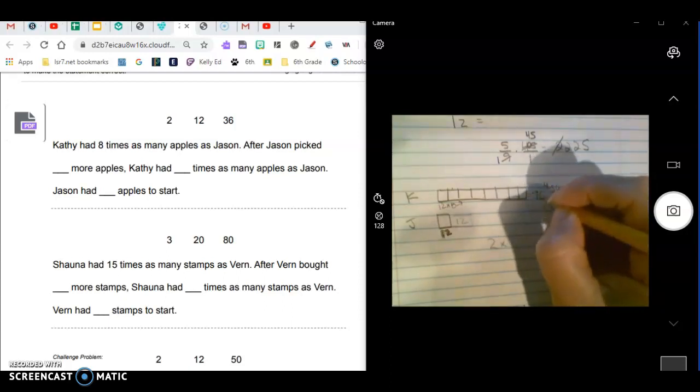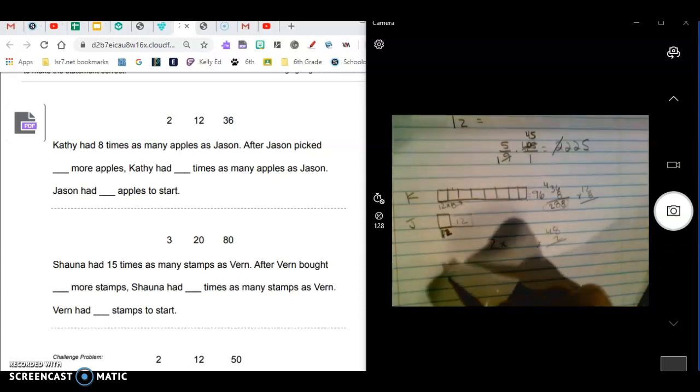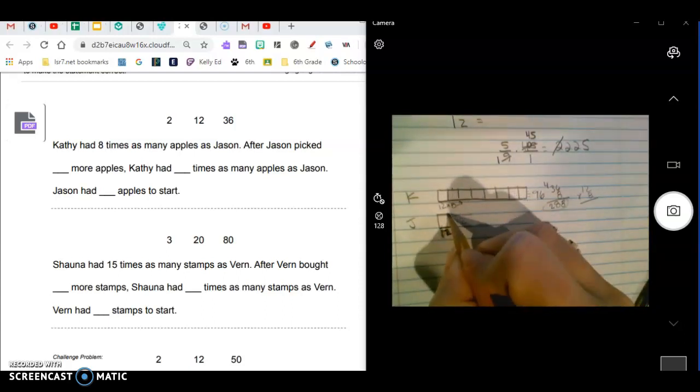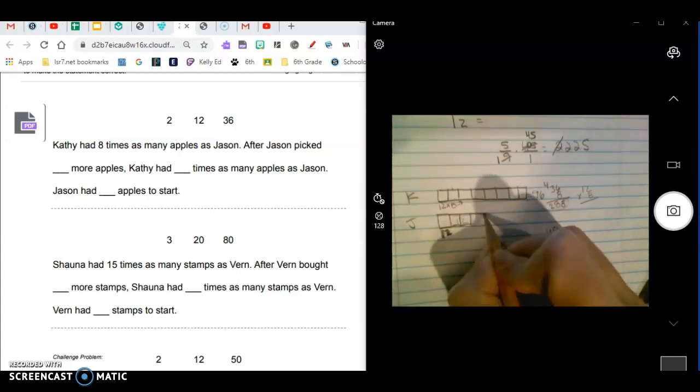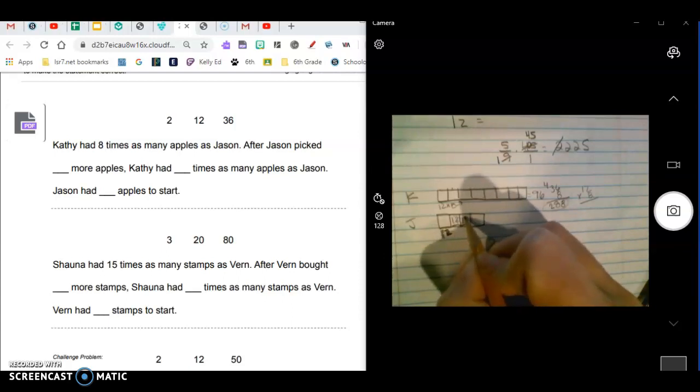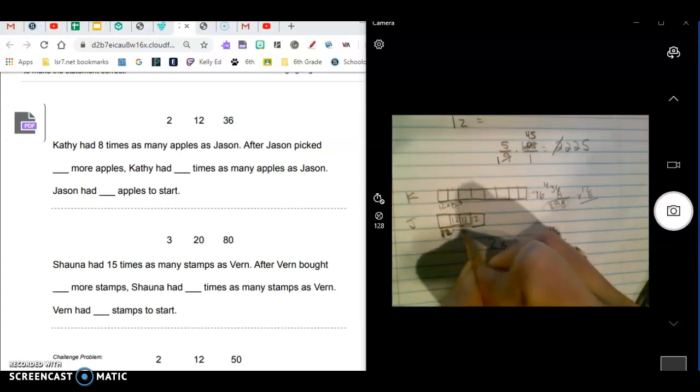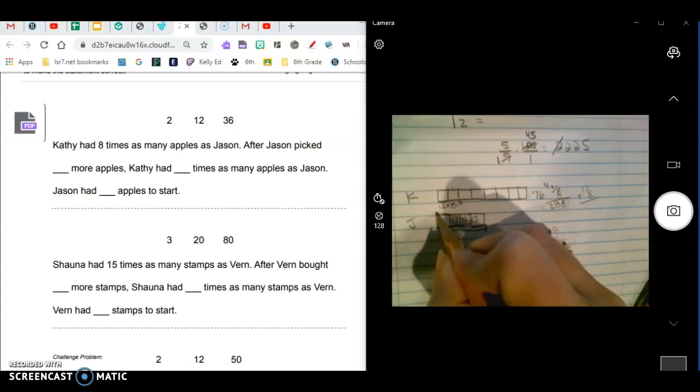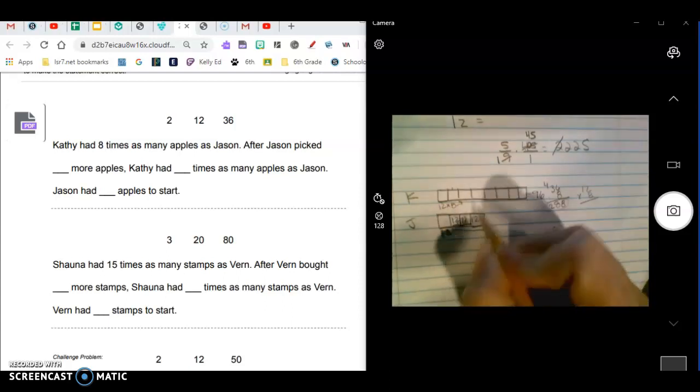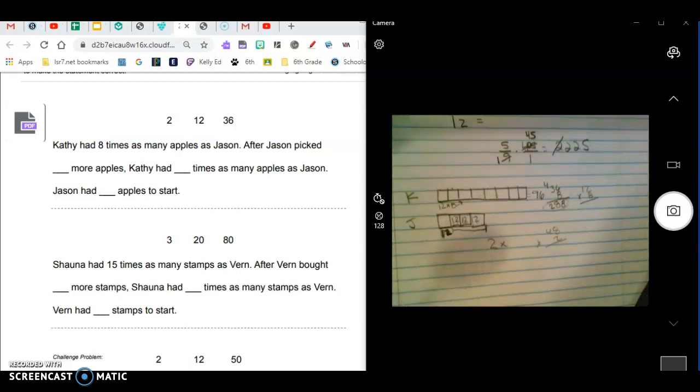If she had 96 and then he picked 36 more, now the more I've done this, 36 is really 3 more 12s, right? Because here's 12, here's 12, here's 12. So there's 36 more. So now he has 4 of the 12 boxes. She has 8. That is 2 times more. So now we figured it out. Jason picked 36 more apples. Kathy had 2 times as many apples as Jason, and Jason had 12 apples to start with.